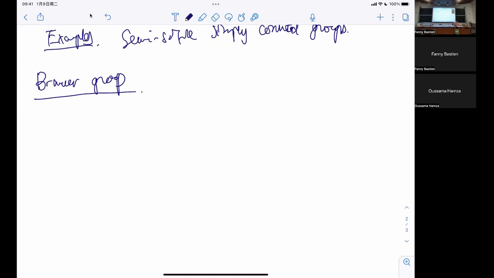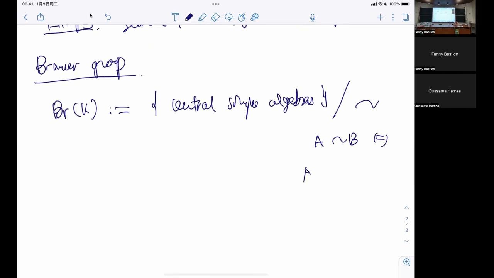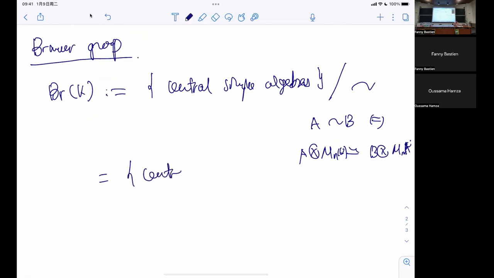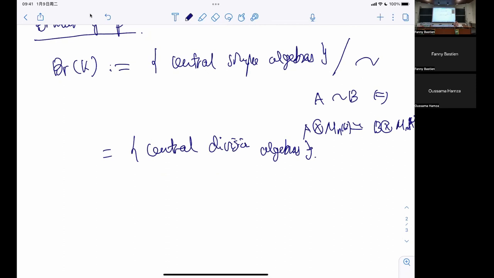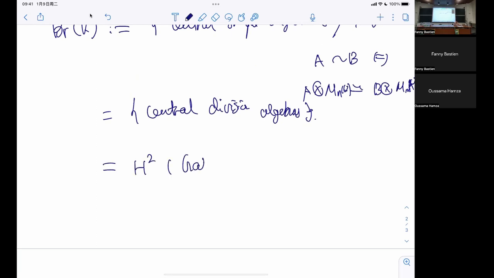Okay, so for a field K, the Brauer group of K, I think you have already seen this definition more or less. It's the set of central simple algebras modulo equivalence. The equivalence relation being that A is equivalent to B if and only if, after tensoring with some matrix algebras, they are isomorphic. And also we know that they can be represented by some division algebra, and so actually it's the set of central division algebras. But until now, there's no cohomology coming into play. Why we call it a cohomological obstruction is because another very important description is in terms of Galois cohomology.